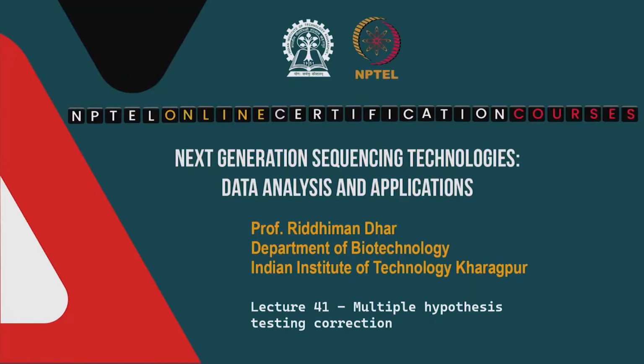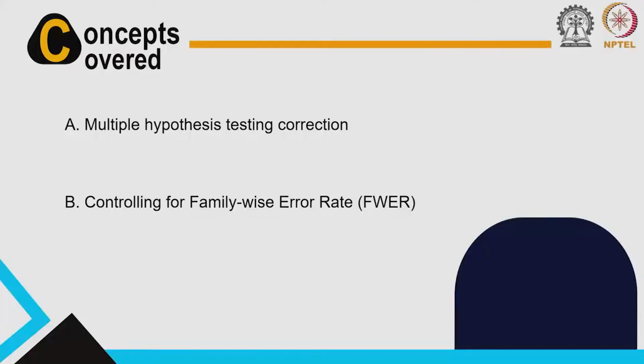So, in today's class we will be talking about this multiple hypothesis testing correction, and we will talk about the methods that we can use to correct for it. We will also generate the p adjusted. There are different methods, and at the end I will also mention which method we use for getting this p adjusted value in DESeq2. So, let us begin.